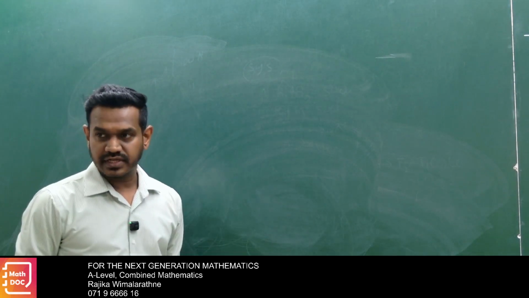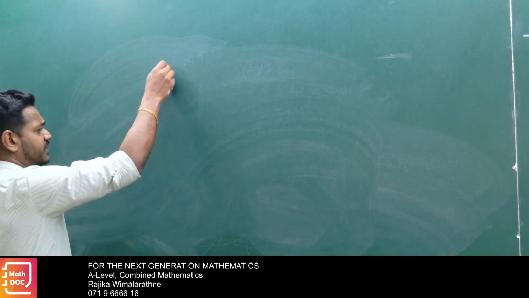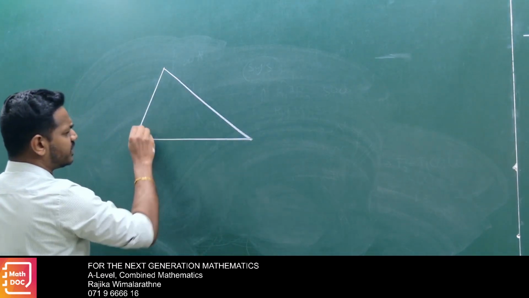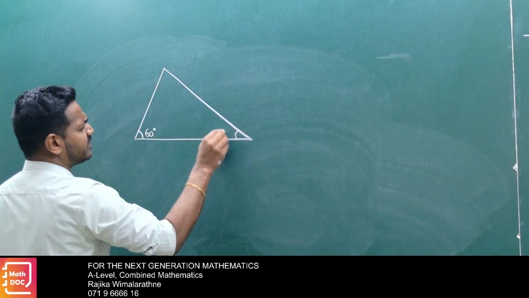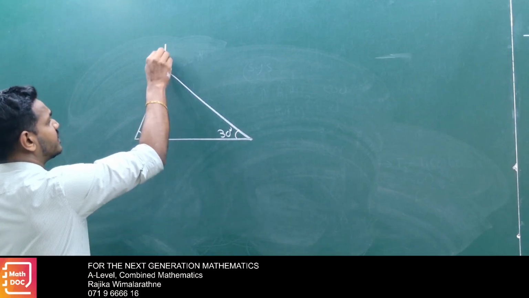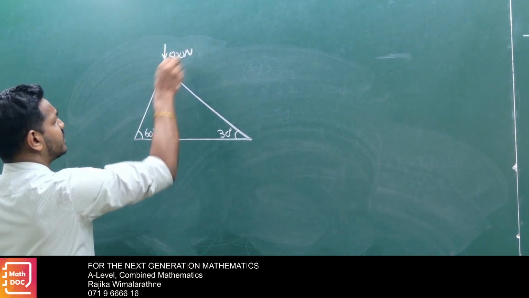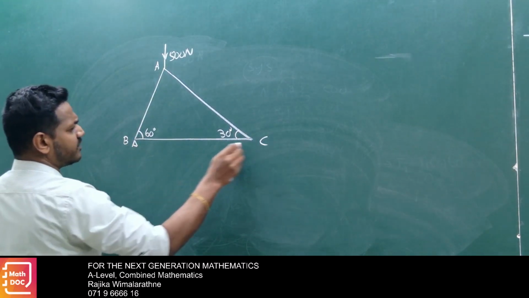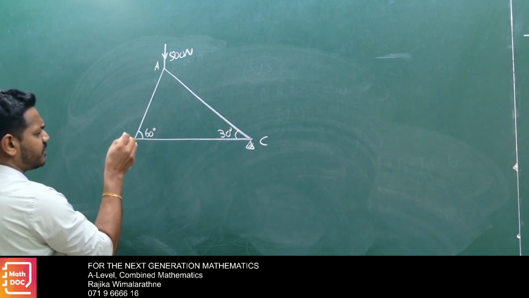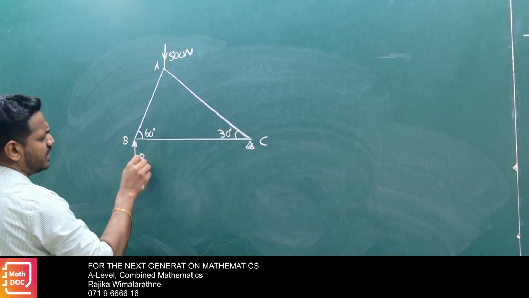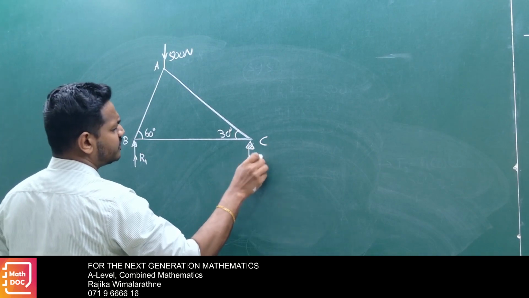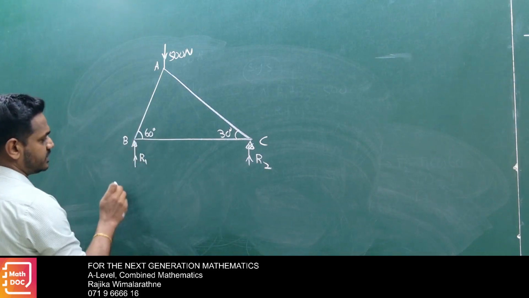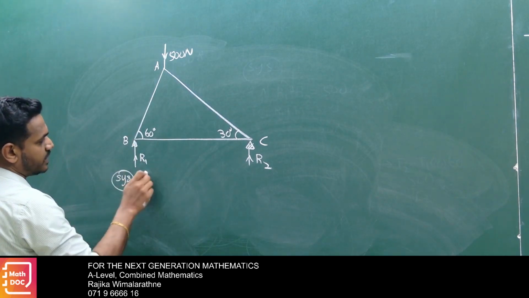Now you do this one with me. The previous one was symmetrical, now this one is not symmetrical. 60 degree, 30 degree. Here 500 Newton, A, B, C. Now two supports. Here mark reaction R1, here mark reaction R2. We can find R1, R2 by considering the full system and taking moment about B.